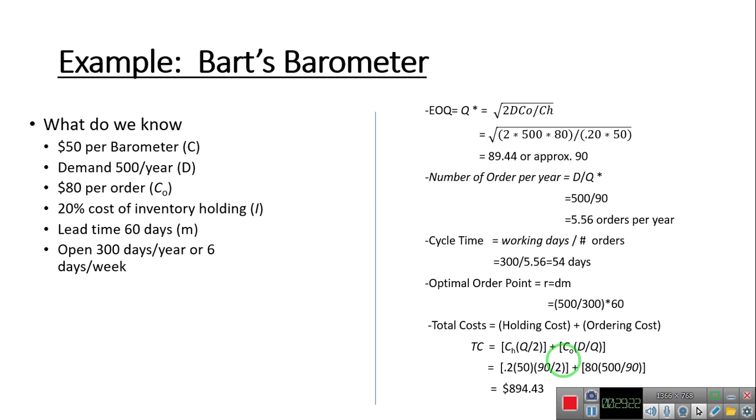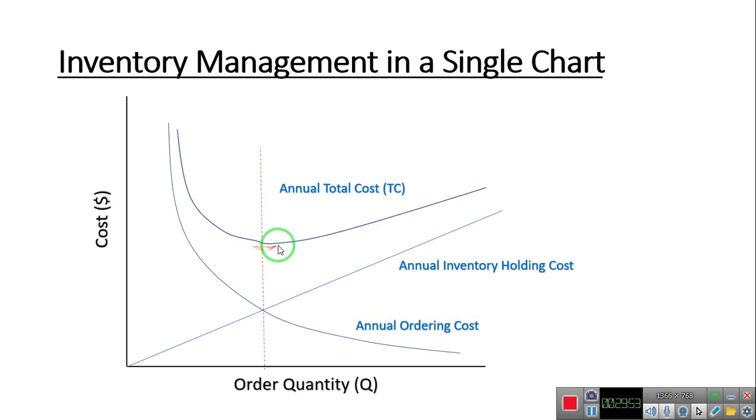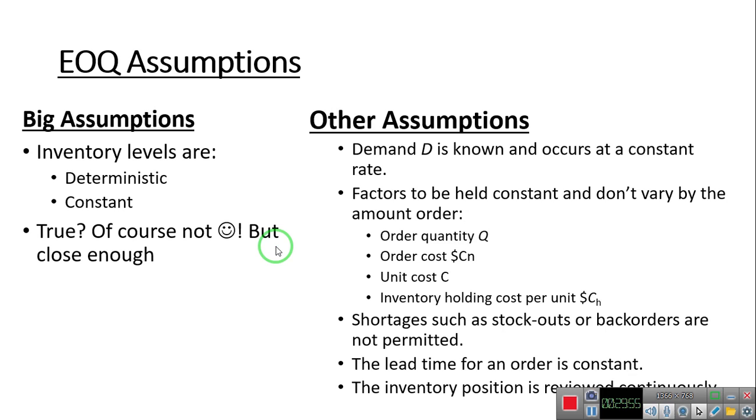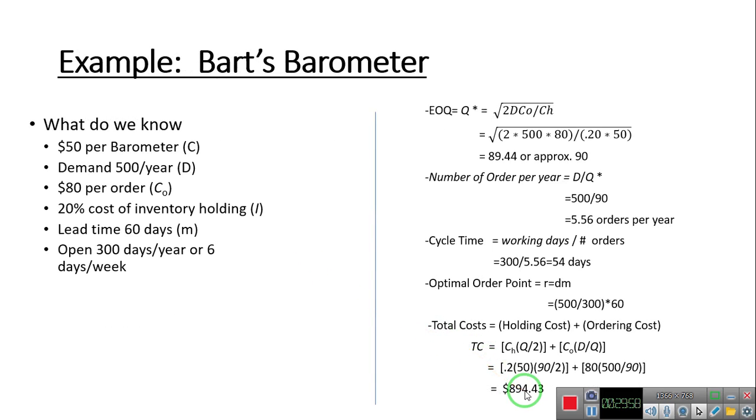So if we did this right, and we try to have more inventory in hand, or make bigger orders but fewer of them, instead of ordering 5.56 times, we order only 2 times. The math is easy, because if you order 2 times, you would only order 250 at a time, which gives you 500 barometers, your demand. If you did that, you would end up with a higher total cost. Remember, we are trying to reach the minimum annual total cost, and that's exactly what we just did here.